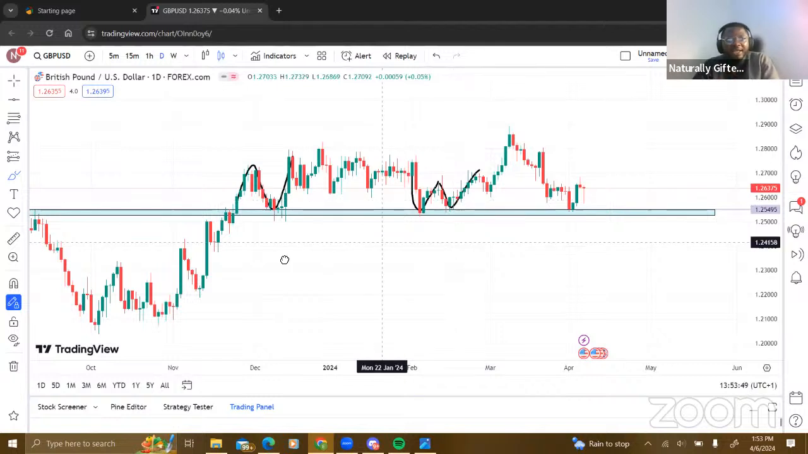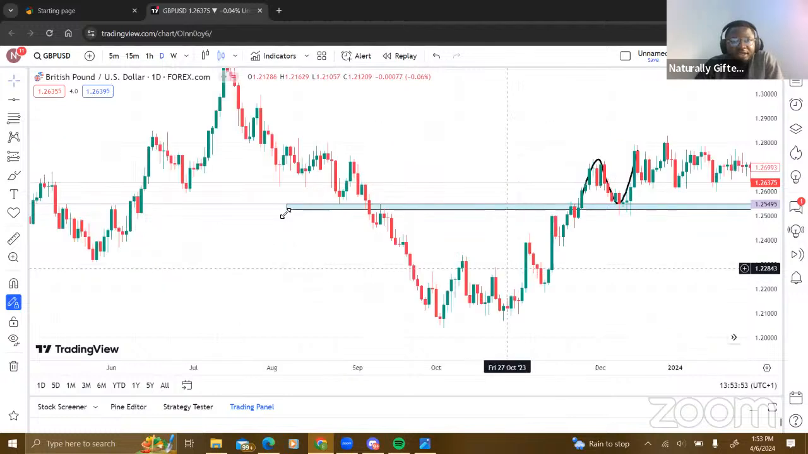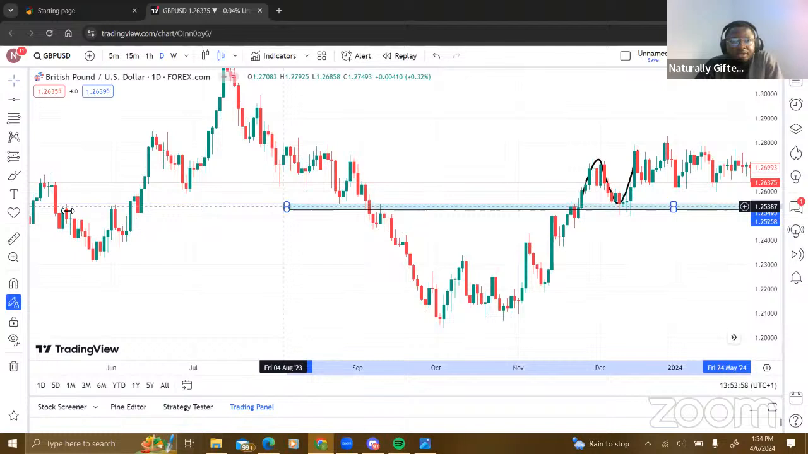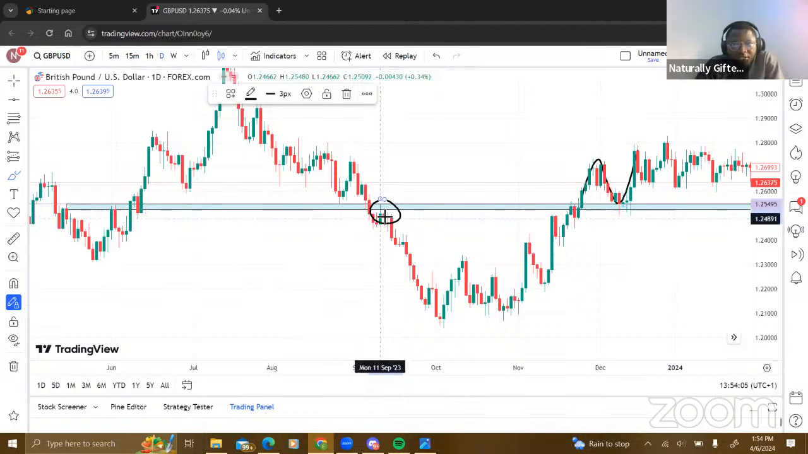Now, if we go back in time, this is a support zone here. If you go back in time, do you realize that it was a resistance here? The reversal of what it did here is what it did here.